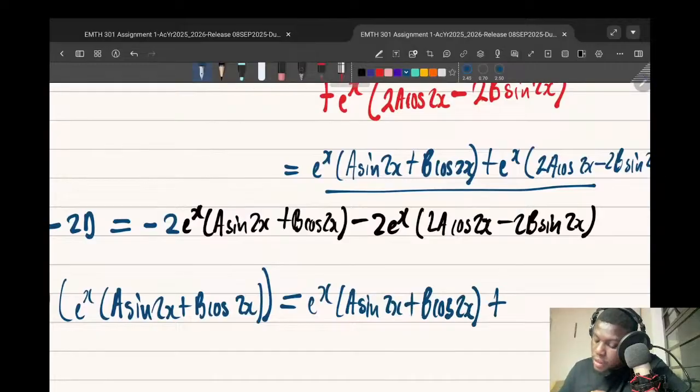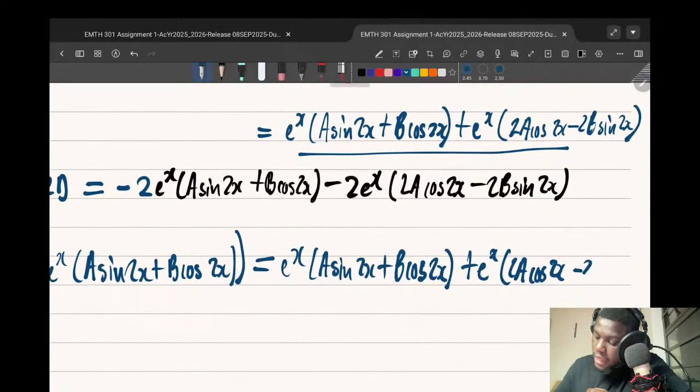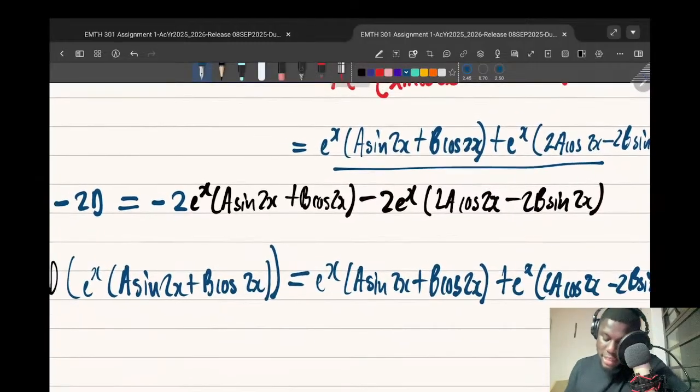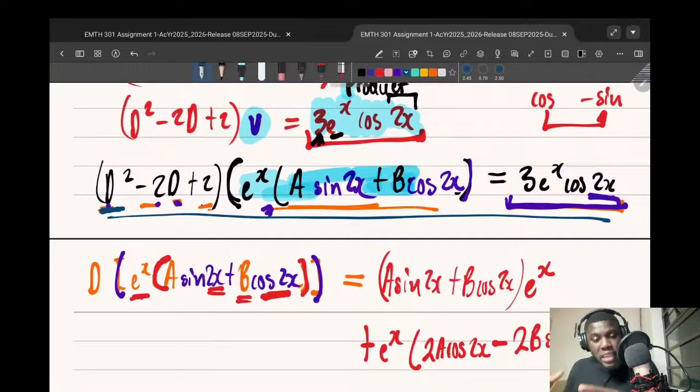plus e to the x, 2a cos 2x minus 2b sine 2x. It's now just finding these d primes, these d squares, so we can equate. You're now just finding these things. So you equate and you find your a and your b, the missing constants.